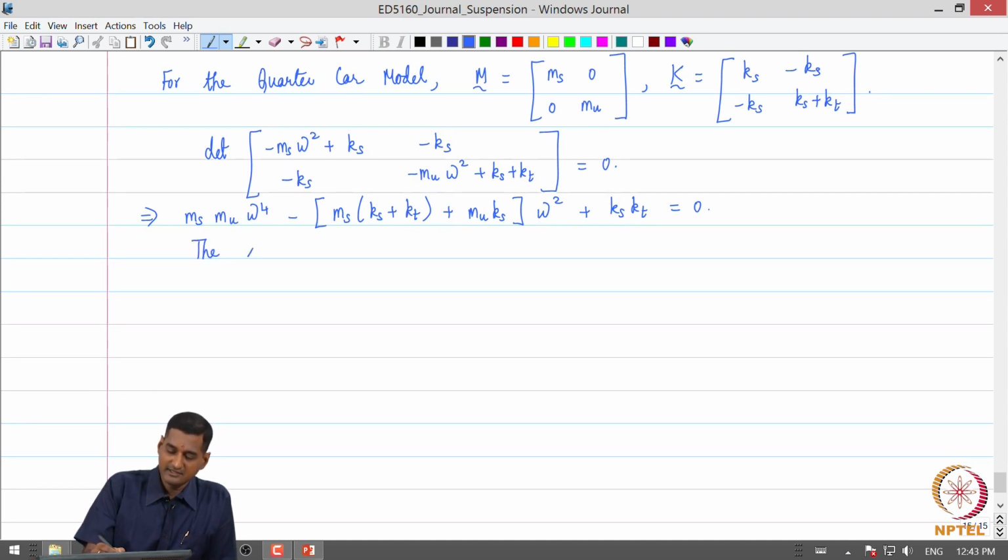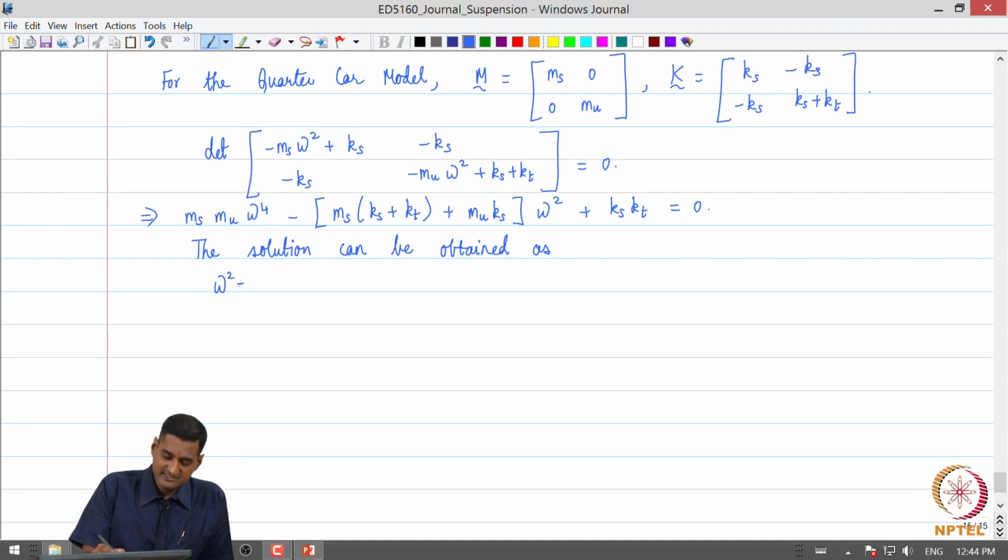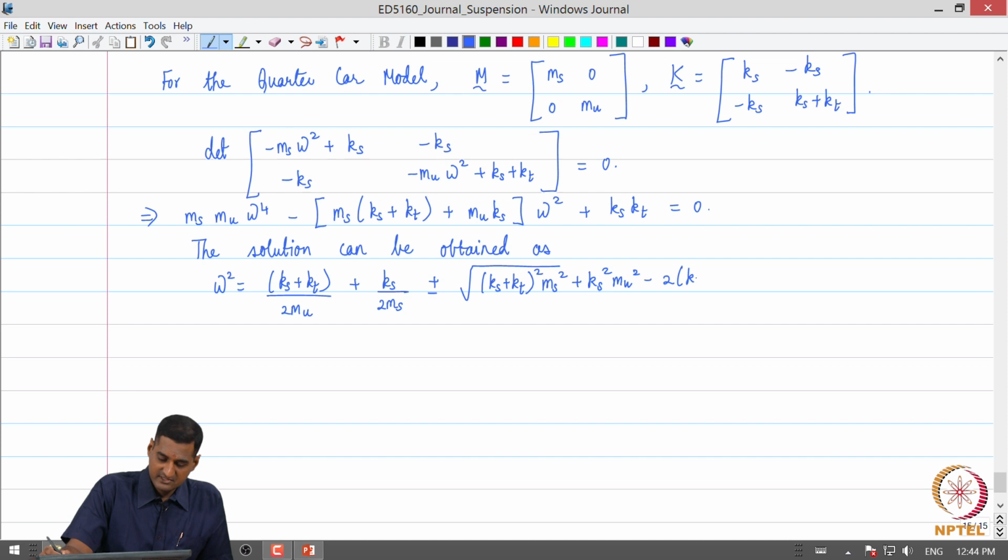The solution can be obtained as follows. Once again, please do this exercise; I am just writing the final result. Omega squared is going to be (ks plus kt) divided by 2 mu, plus ks by 2 ms, plus or minus the square root of (ks plus kt) whole square ms square plus ks squared mu square minus 2 times (kt minus ks) ms mu.